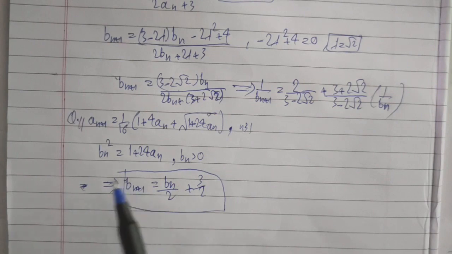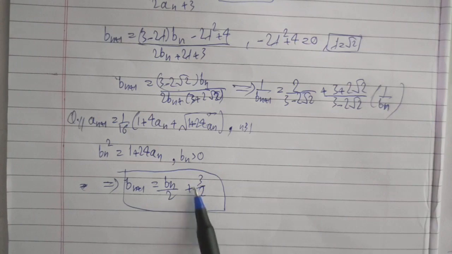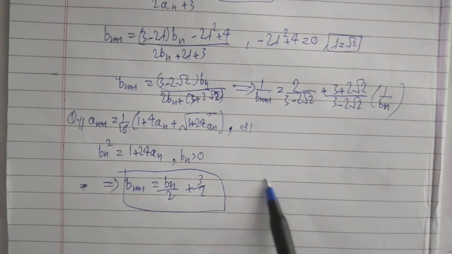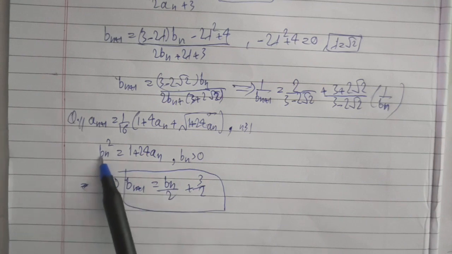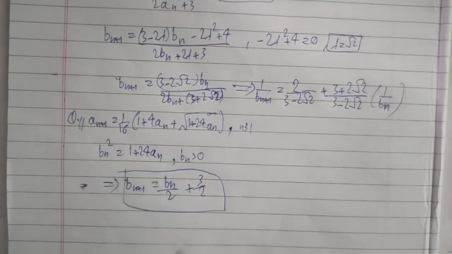By doing this substitution, you will get b_{n+1} = b_n/2 + 3/2, and this we obviously know how to solve. Define a new sequence p_n, that is 1/2 times 1/2 till the nth product, so it will be 1/2^n. Divide both sides by p_n, you will get a telescoping sum, and then from there you can get the general term for b_n. You get the general term for b_n, you get the general term for a_n.